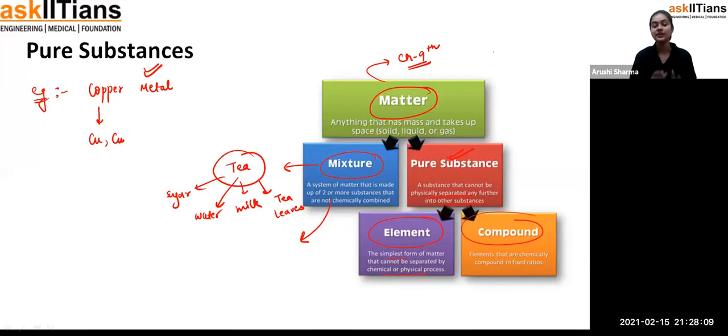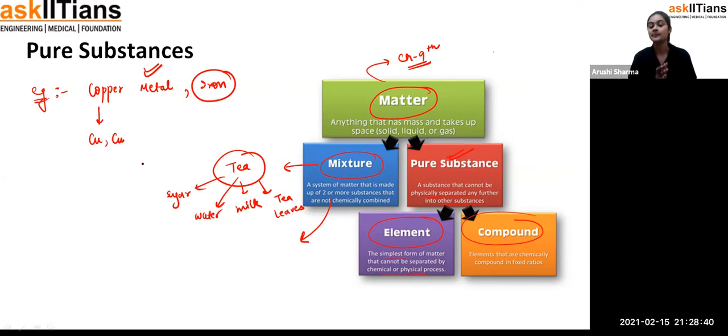And like we were talking about elements, it is the simplest form of matter, and you will not be able to separate it out by chemical or physical means. For example, as I've told you, copper is an element. When there is only copper metal, or if I take any iron box as well, it will contain only and only iron. So, students, you will not be able to separate them out into different components. That we call an element.